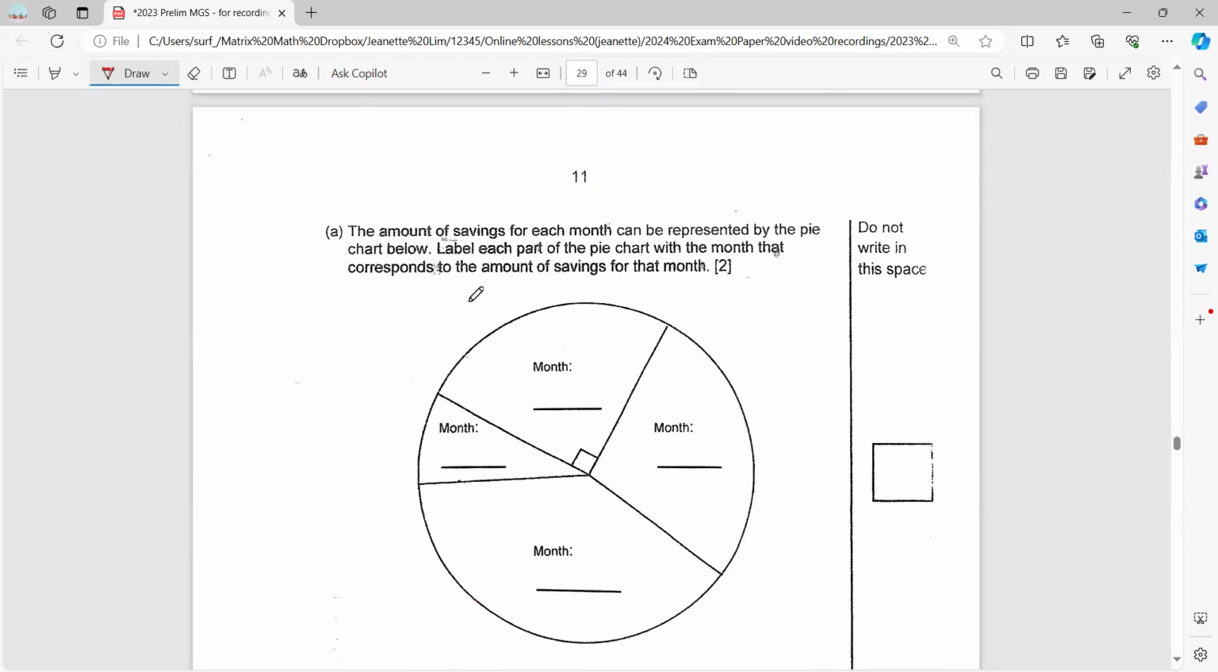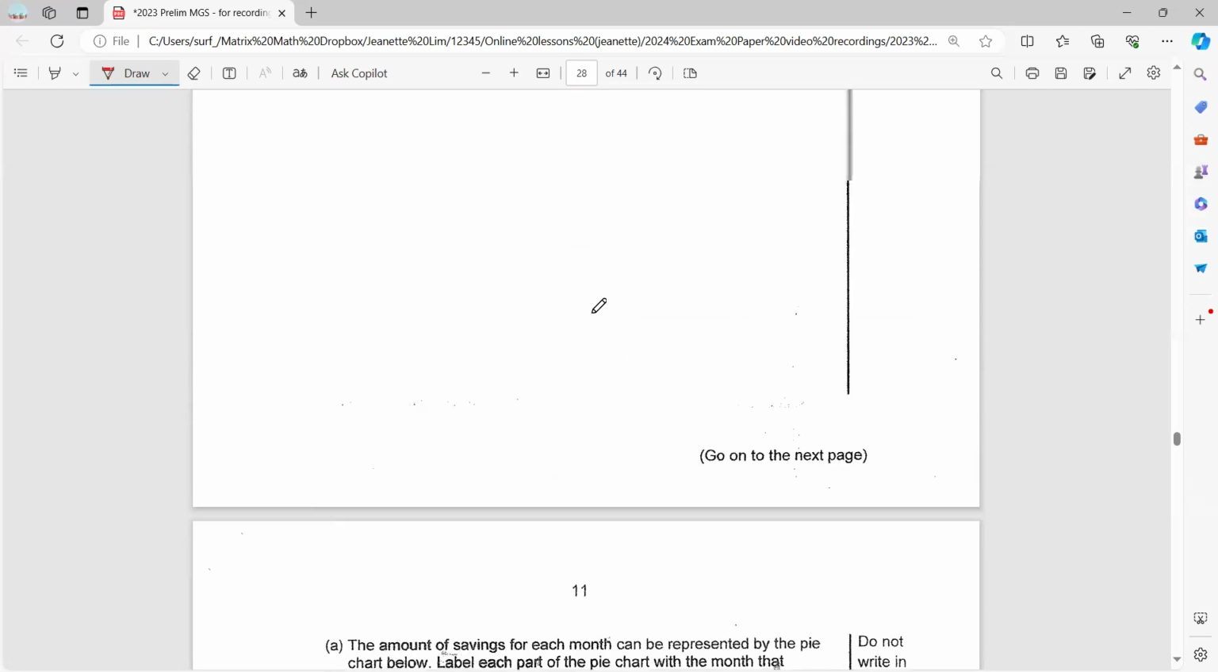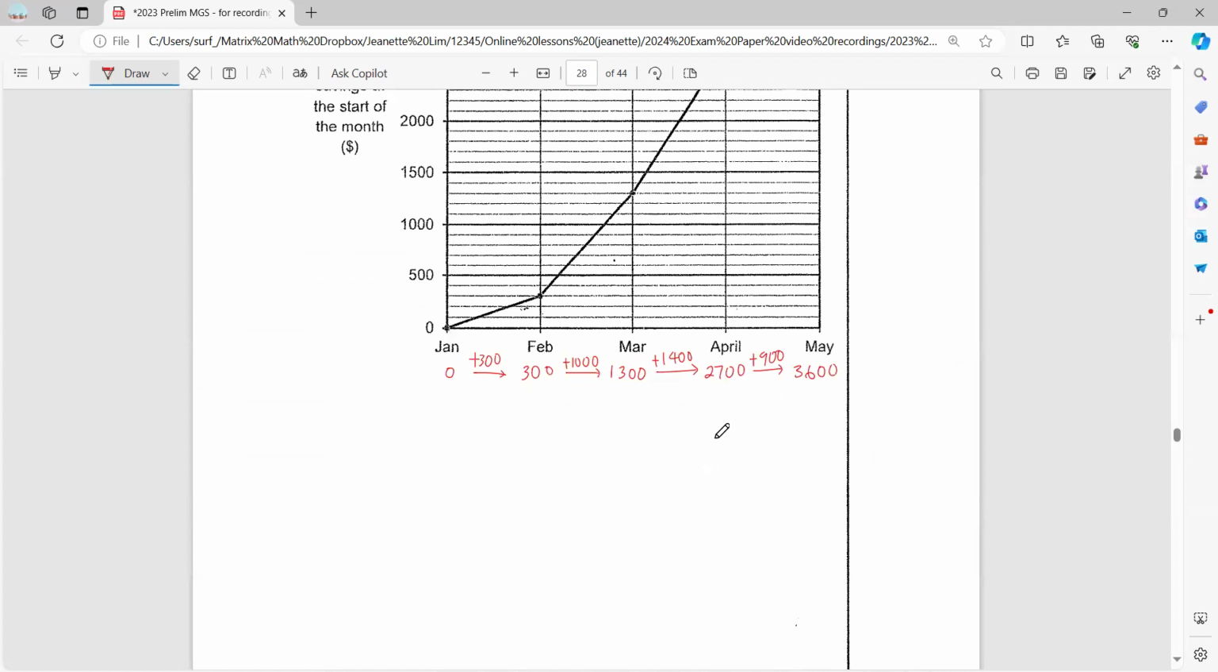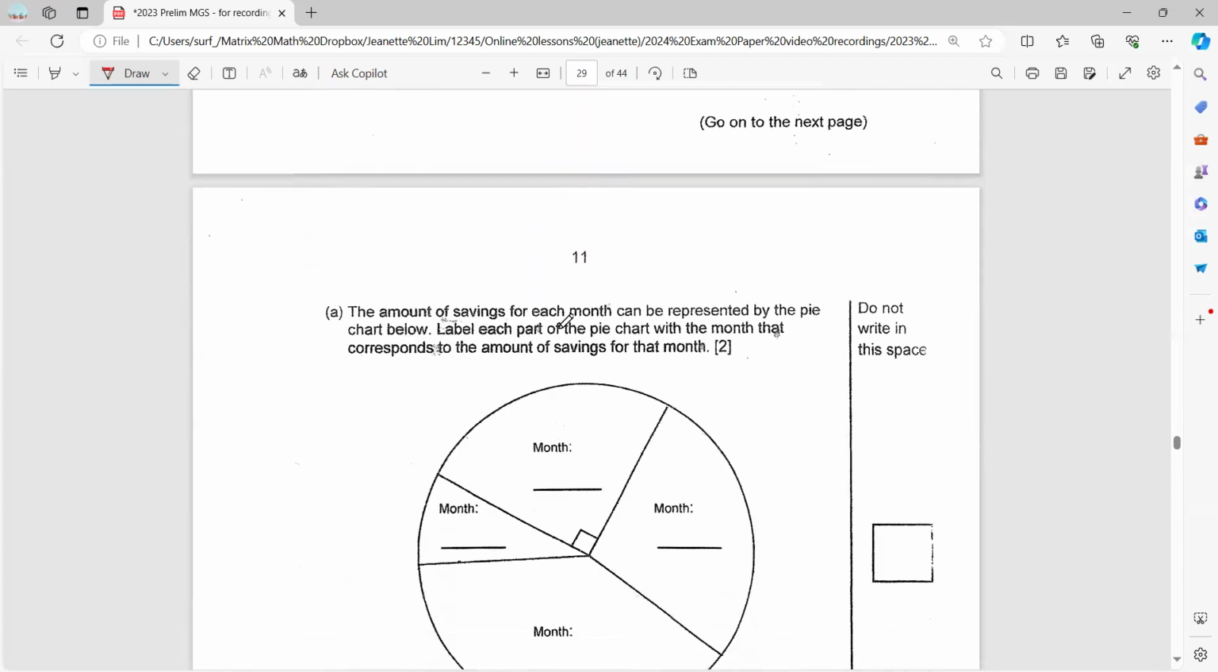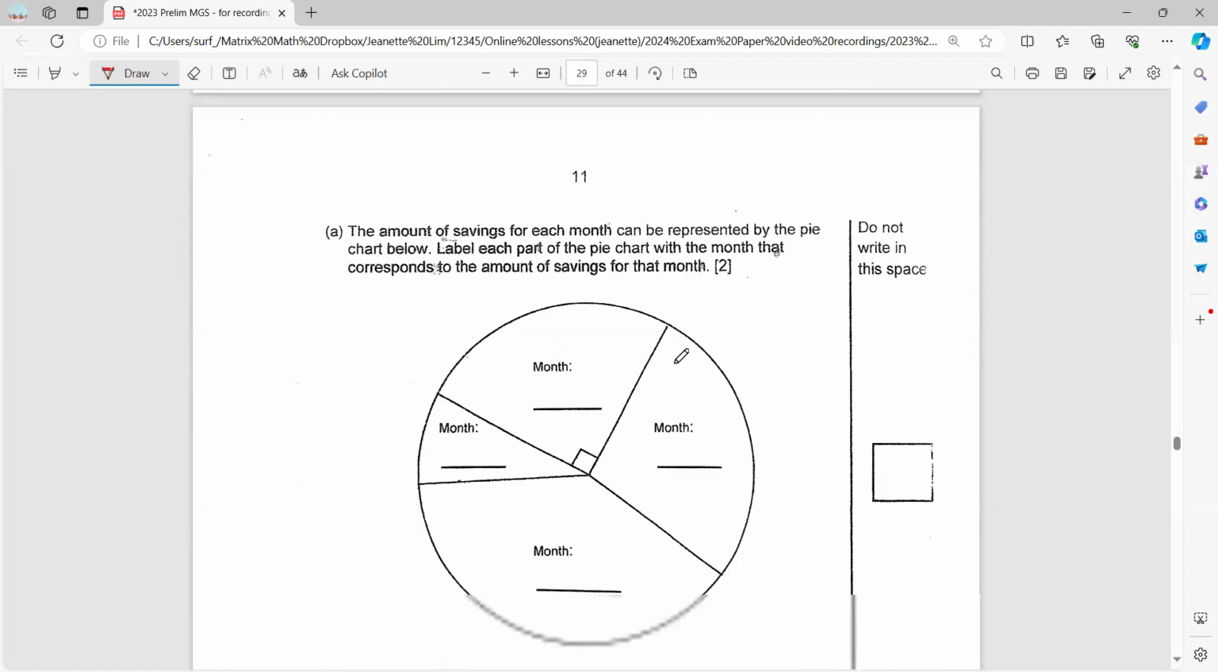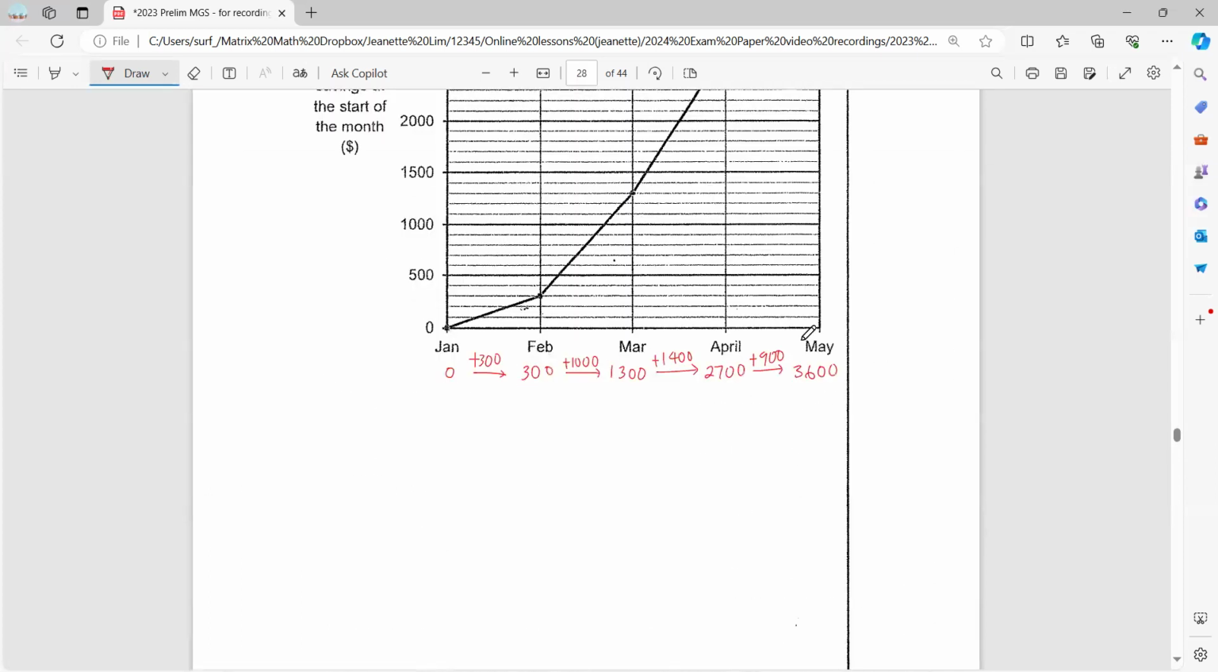So in this pie chart, they represent the amounts that are being saved for each month, which we have found above, right? All these are the amounts saved. So label each part of the pie chart with the month. If you notice, there are only 4, not 5 months, because for May, this is the start of May. We don't know how much he saved for May itself, okay? So start of May signifies the end of April.